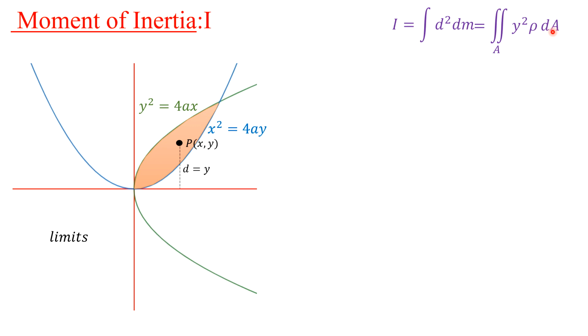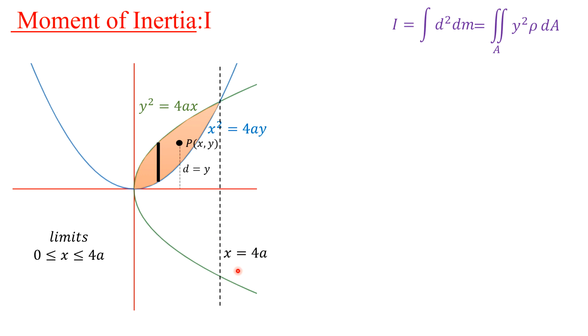Now we have to find limits for this area. So let us take one vertical strip in this region, and we have to move this strip from left to right in the region so that it will cover the whole region. You can see to left side it will come up to this y-axis, that is x is equal to 0, and to right side it will go up to this line x is equal to 4a. So limits of x are from 0 to 4a.